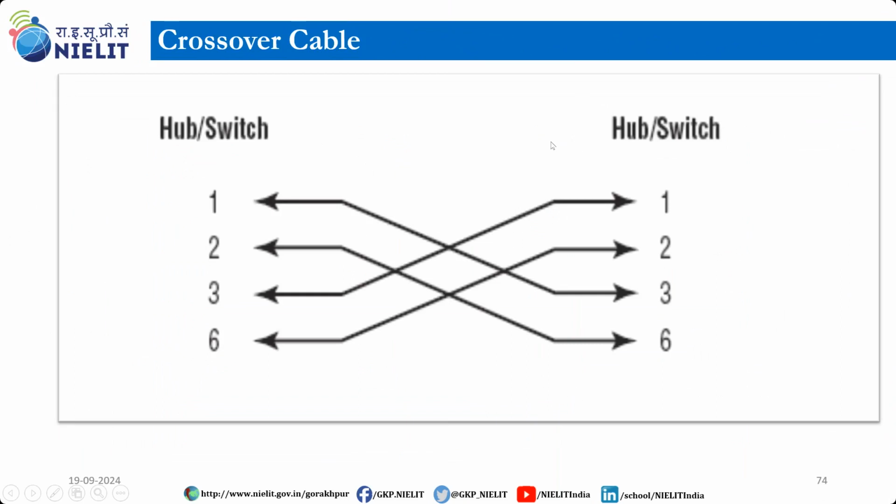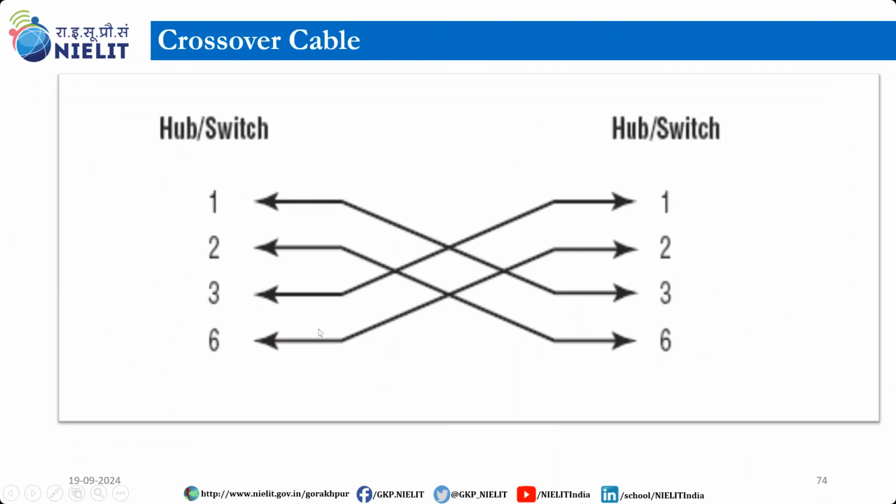And this is the actual wire pairing and connectivity. Pin number 1 is connected to 3 on the other end, 2 is connected to 6 on the other end, 3 is connected to 1 on the other end, 6 is connected to 2 on the other end. That is why it is known as a crossover cable, because these two pairs are crossing each other. And the remaining pins, 4, 5, 7, 8, are connected straight.